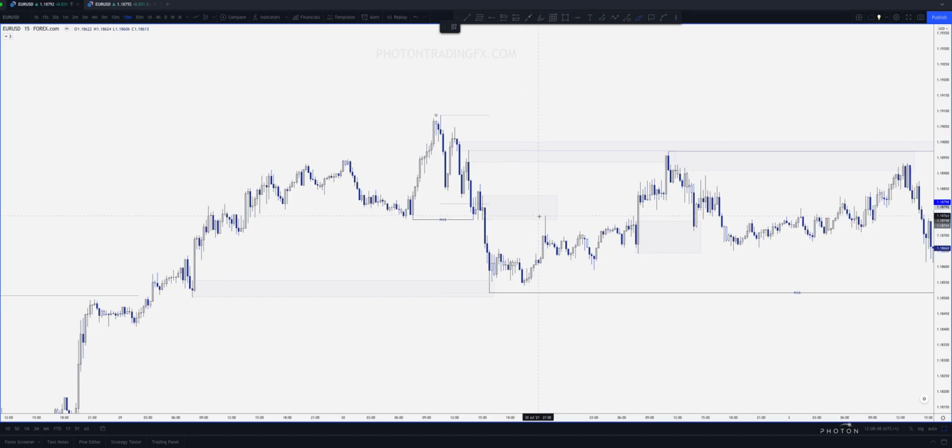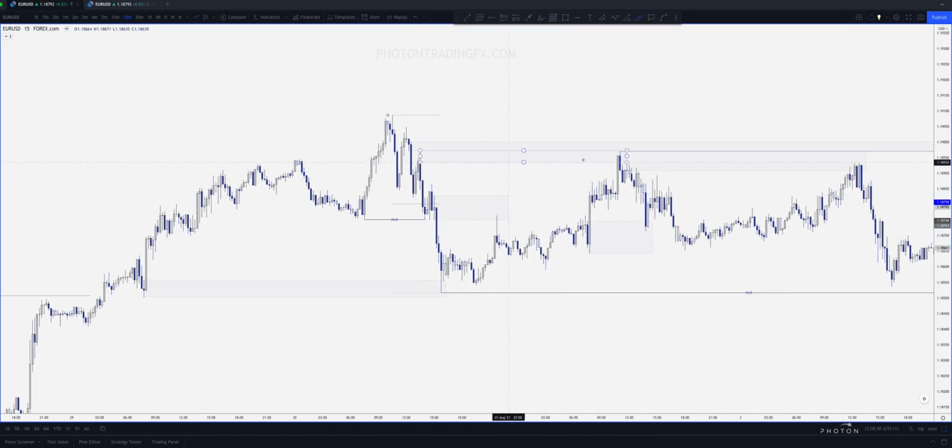It has a bit of a reaction, right? But it's not enough. It's just to facilitate that substructure pullback to then continue that move on higher, right? So we sweep those lows, and then we continue to the upside. So then we can start to look at our refined zones up here.